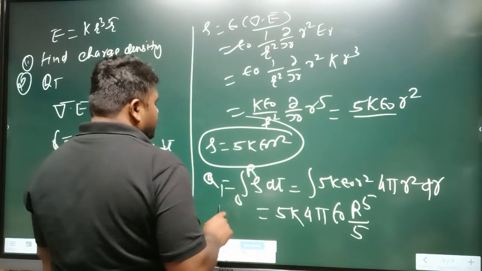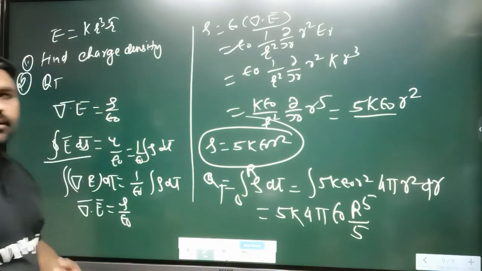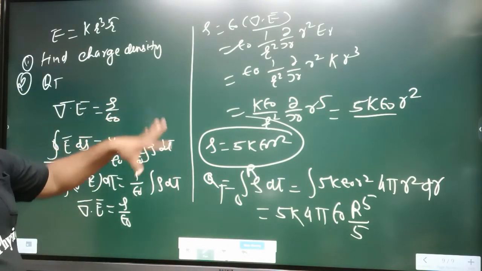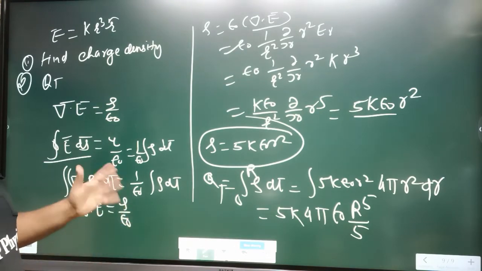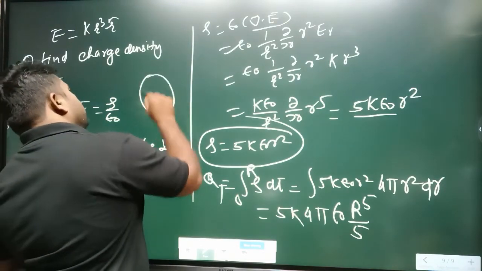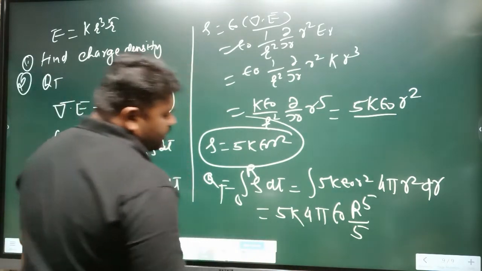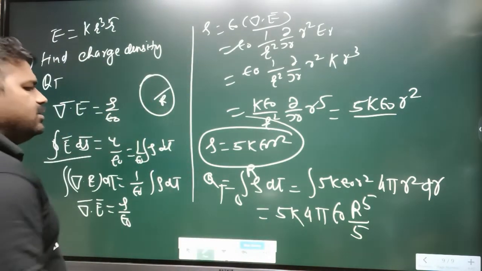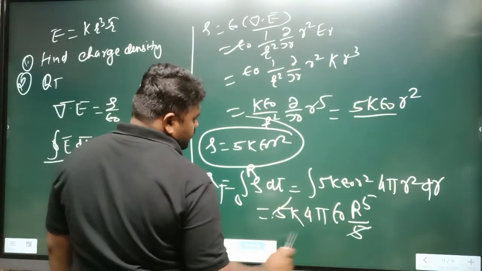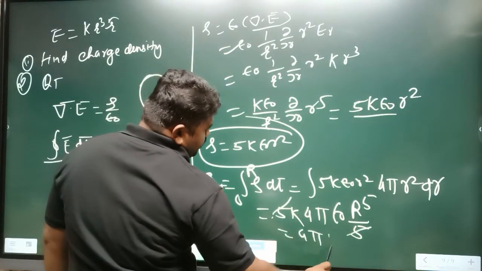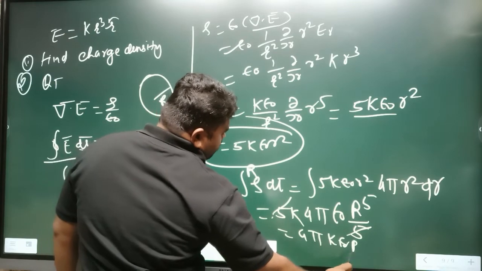Because they ask for total charge. Yes or no? Total charge, from where to where? Center to the radius of the body. Yes or no? This total charge will be enclosed up to capital R. Okay? Means what is the value of QT? QT is equal to 5k, the 5 gets cancelled, means 4 pi k epsilon naught R to the power 5.